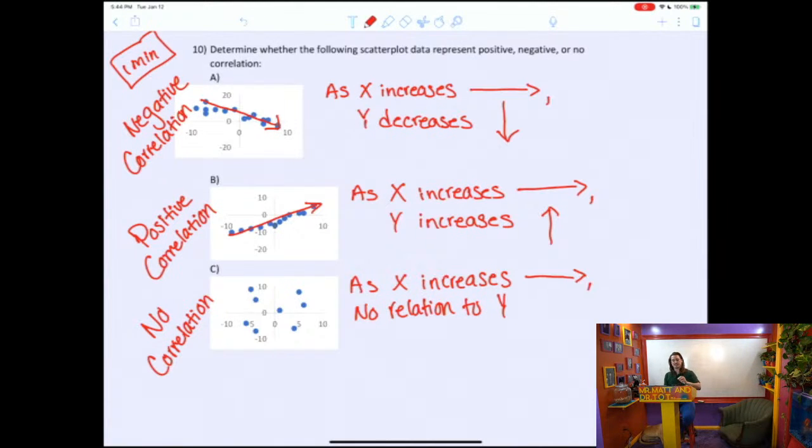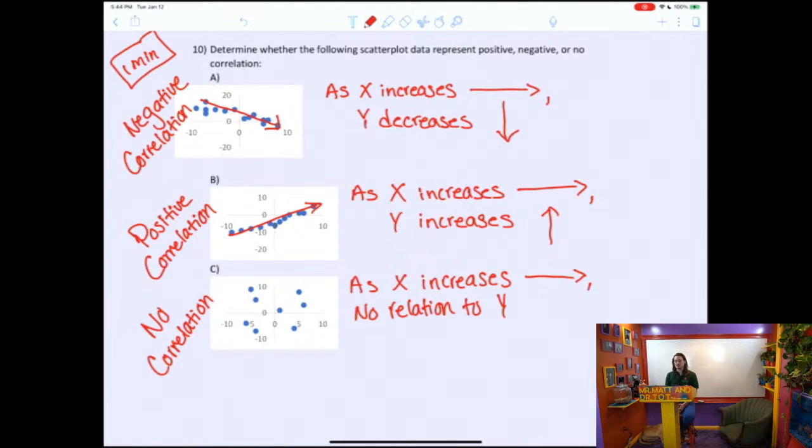So for question 10a, we can notice as x increases, y decreases. Overall, that represents a negative trend and a negative correlation between x and y. For 10b, as x increases, meaning going to the right, y increases. So this represents a positive correlation and overall positive trend.